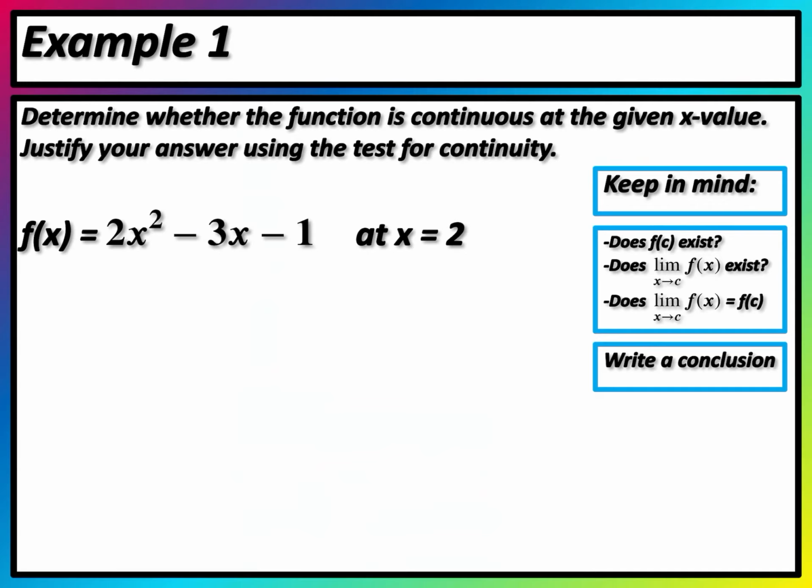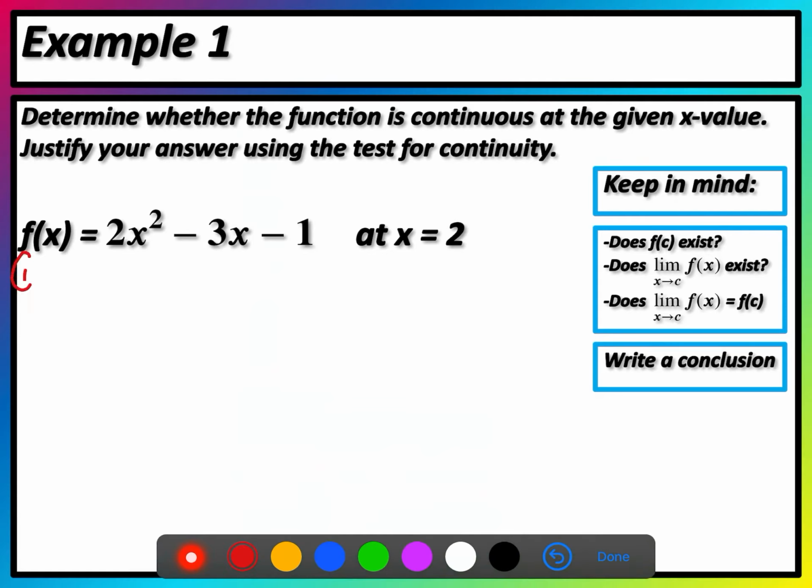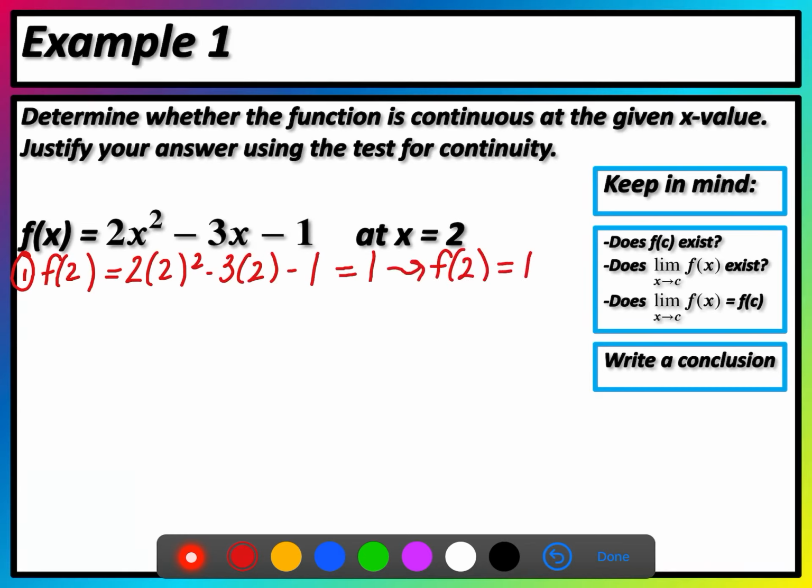So we're determining if f of x is continuous at x equals 2, and it says use the test for continuity. So this is our 3-step process. All right, so step 1, and you can set it up exactly as I'm doing, says evaluate f of 2. That means we're going to plug 2 into our equation. Okay, so when I evaluate this, I get 1. So f of 2 equals 1. Great.